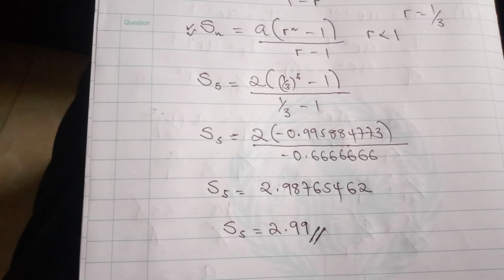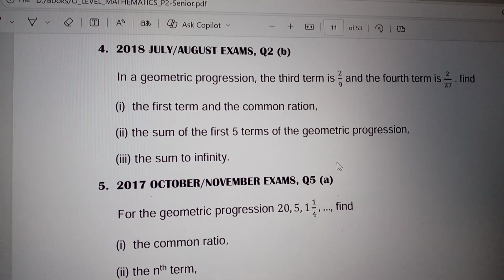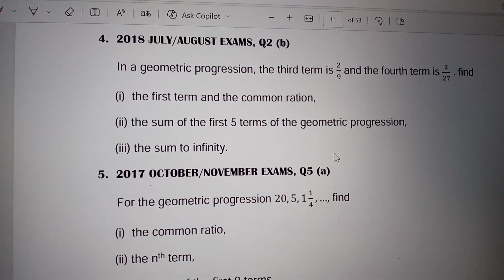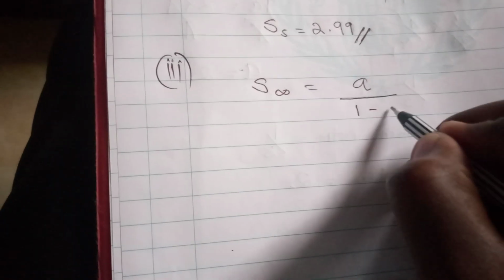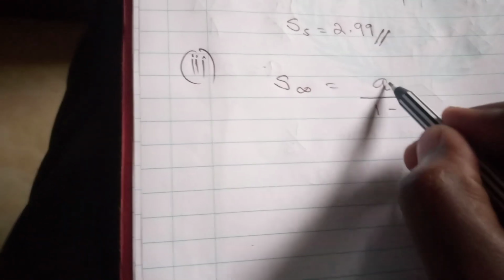So we proceed to the third one. They are saying we find the sum to infinity. Sum to infinity is calculated by this formula: sum to infinity is equal to the first term over 1 minus the common ratio. The first term was 2, so sum to infinity is 2 over 1 minus 1 over 3. From there we are going to simplify.